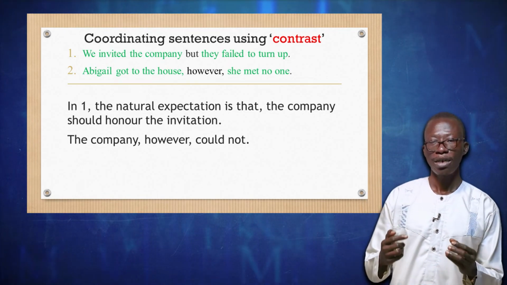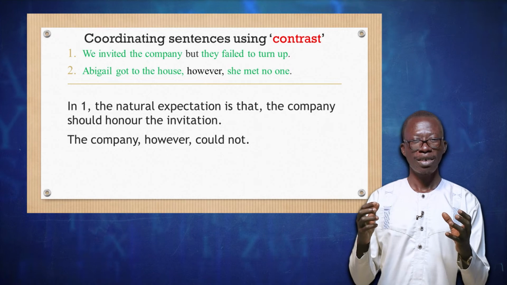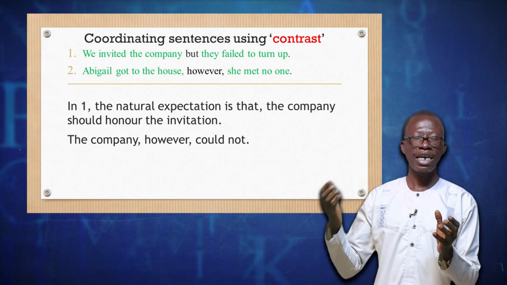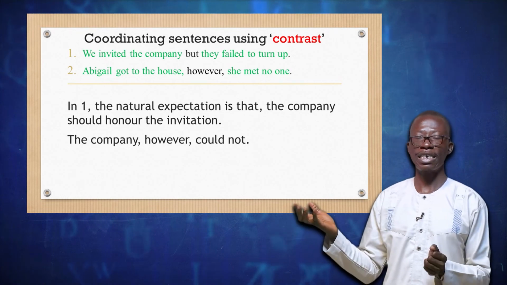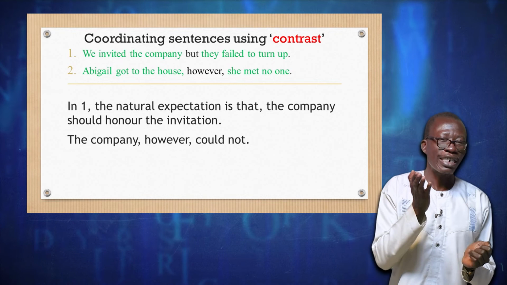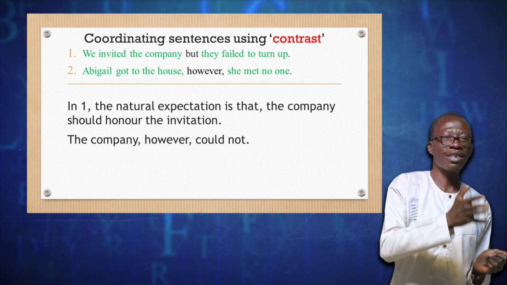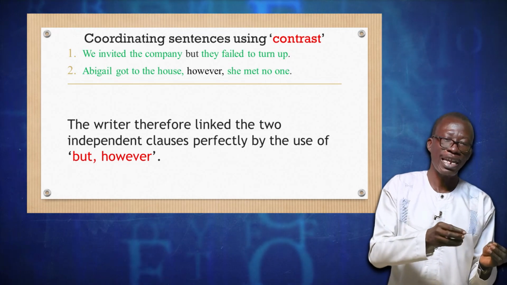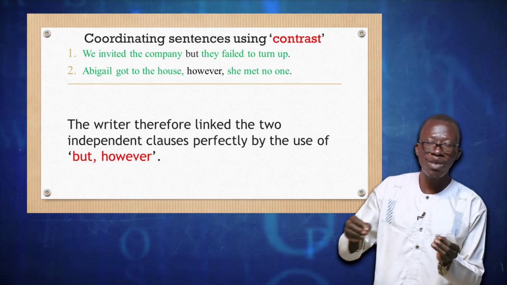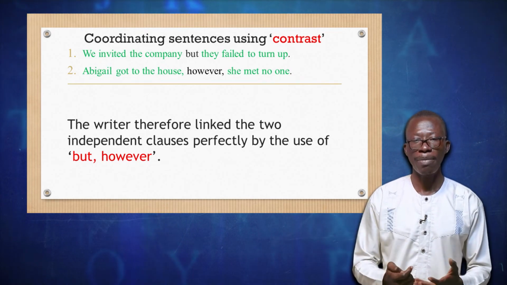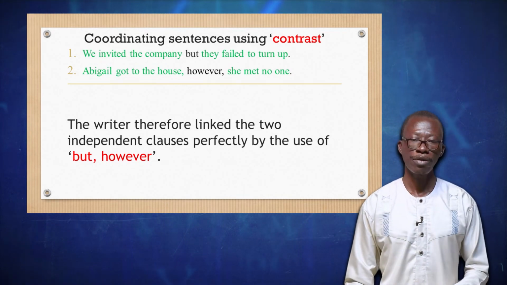So we see that the writer, in letting us understand that the second clause in each of the sentences is in a form of contradiction to the natural outcome of events, and to display that perfectly and let us know that equal importance is being placed on each of these independent clauses, the coordinators but and however were used.